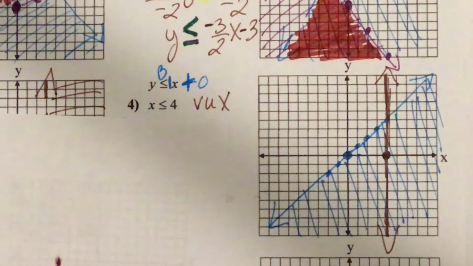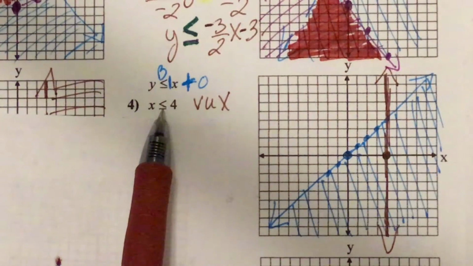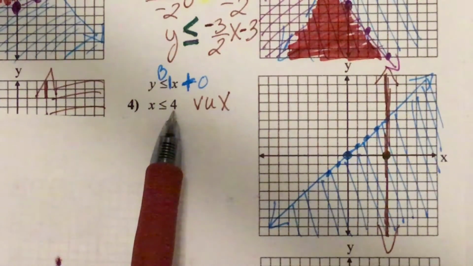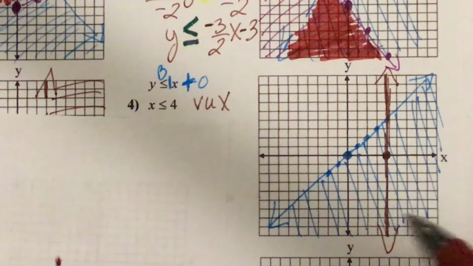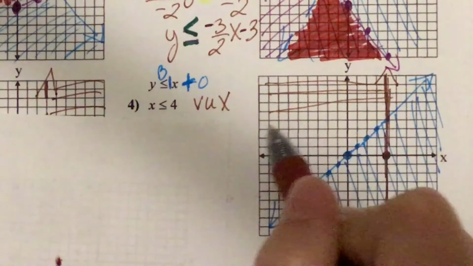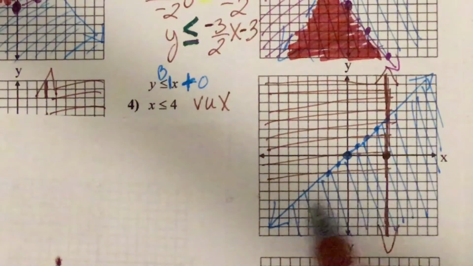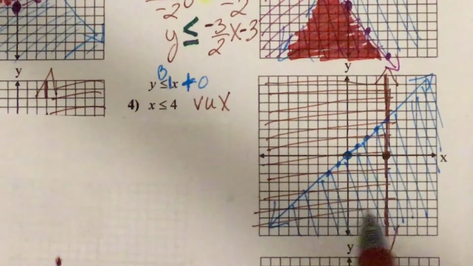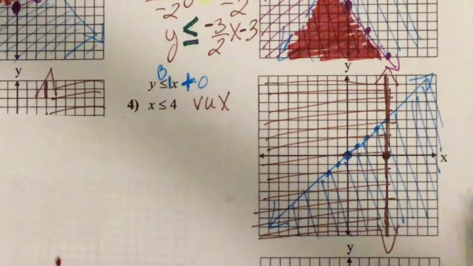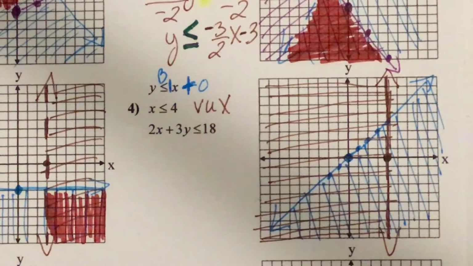Okay, this is where I don't have above or below, so I just have to read it. It says X less than or equal to 4. Okay, where are X's less than or equal to 4? To the right of my vertical line or to the left? To the left. So X's are less than or equal to 4 to the left of that vertical line. So I'm going to shade everything to the left of the vertical line. Okay.